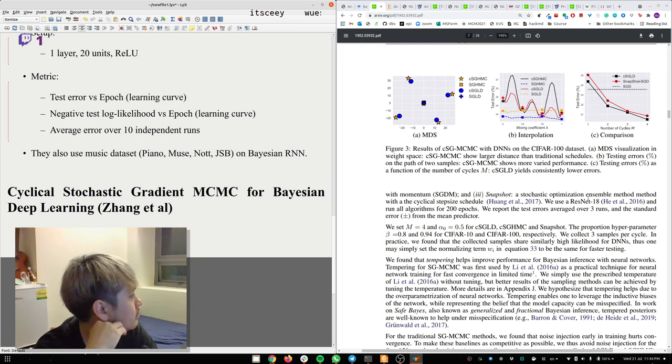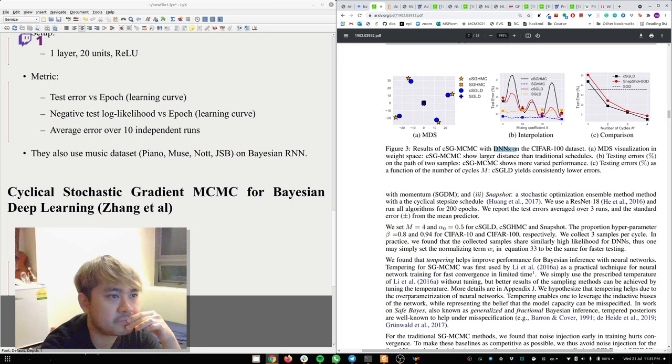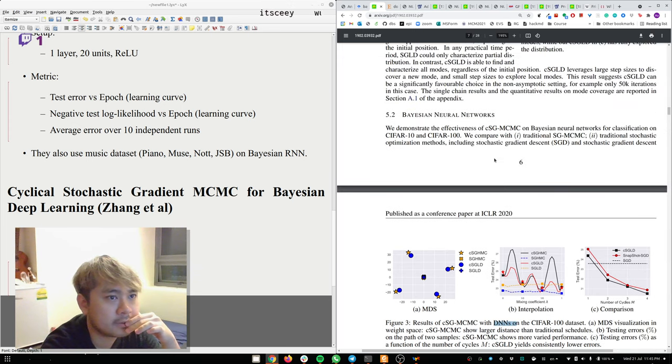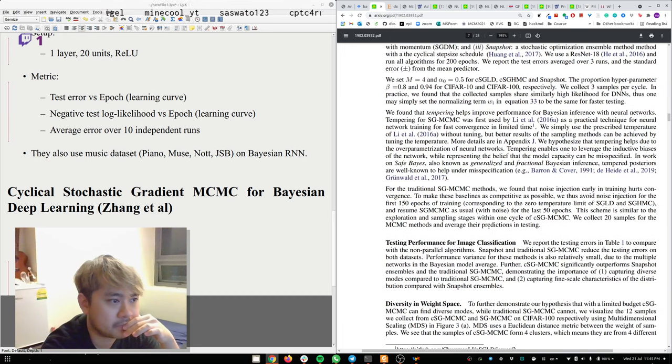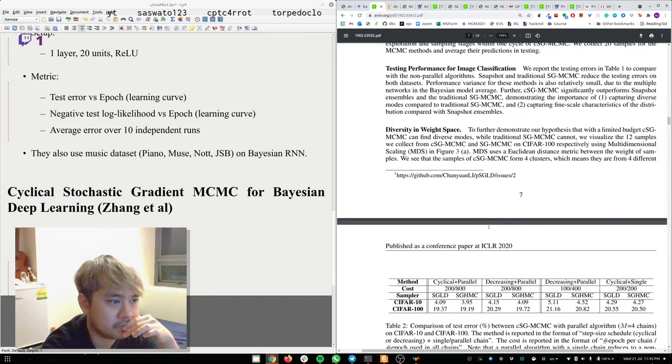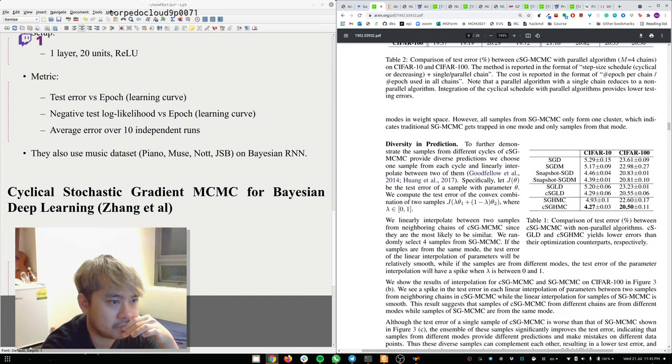Oh, maybe I should also write the baselines that they compare, huh? Stochastic gradient, HMC, stochastic gradient. Setup, baselines, SGLD, SGHMC, HMC. Okay. Wait, let me read carefully. Diversity and predictions.